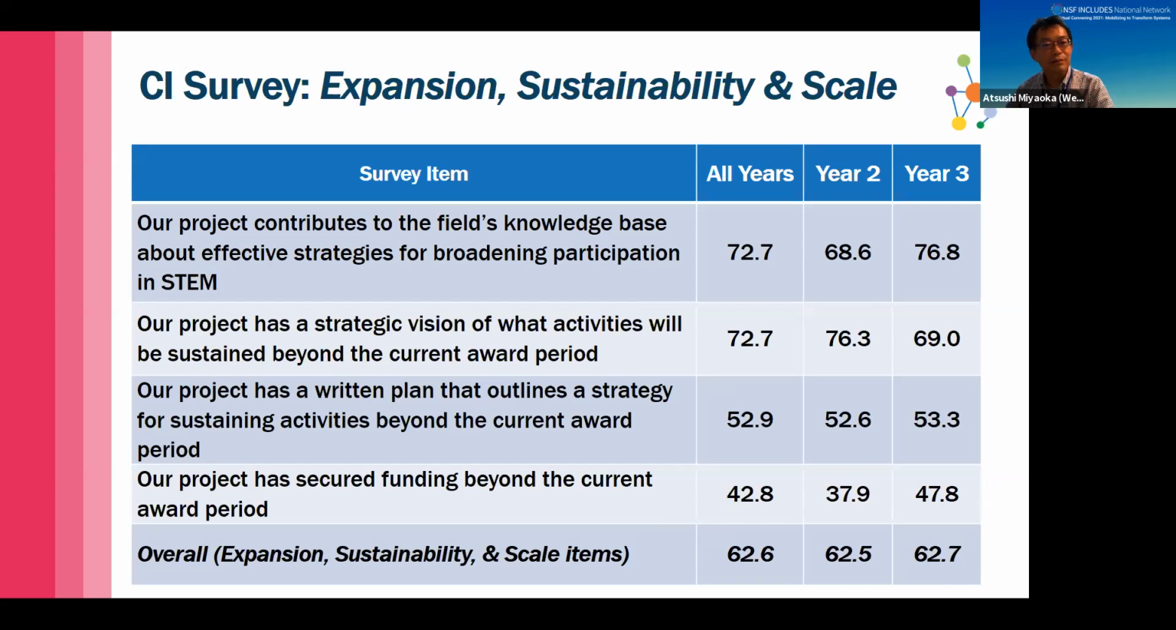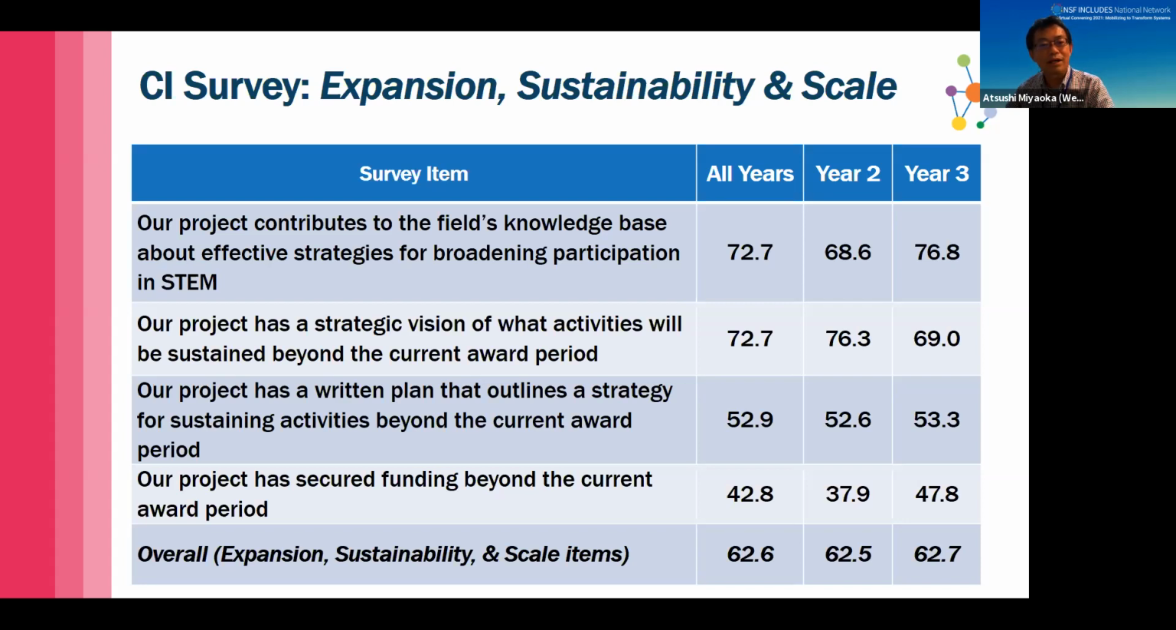This slide shows the items in the expansion, sustainability, and scale design elements. I'm not sure how many of you were able to attend yesterday's session that talked about the network survey findings. One of the important findings mentioned in that presentation was that the strongest capacity needs are around the expansion and sustainability area. Our survey supports that finding as well. These elements include 4 items, and we observed relatively low scores compared to the other design elements, with an overall score of 62.6.